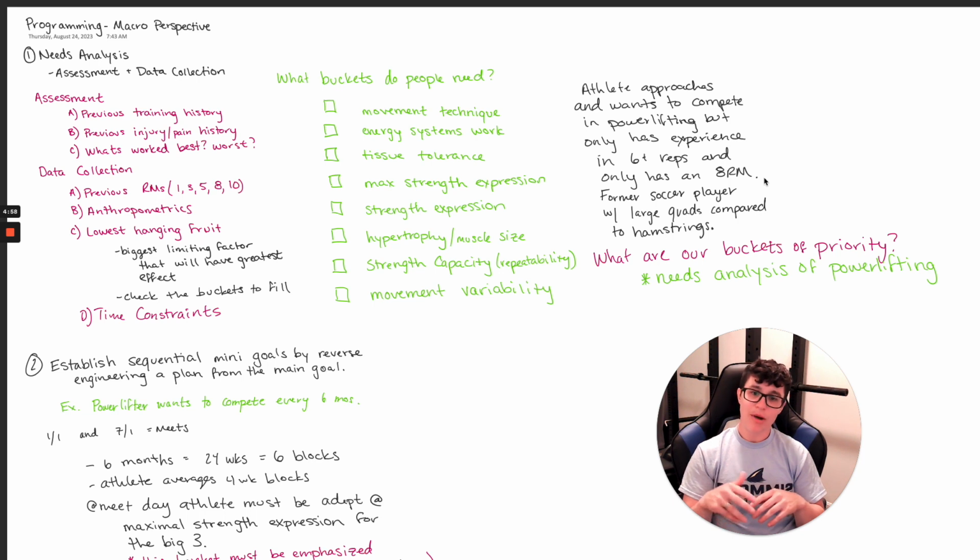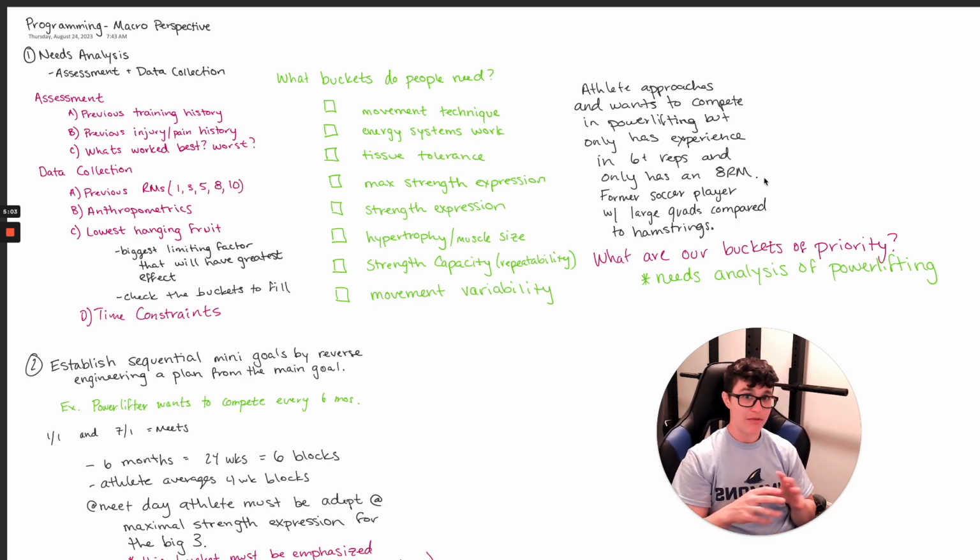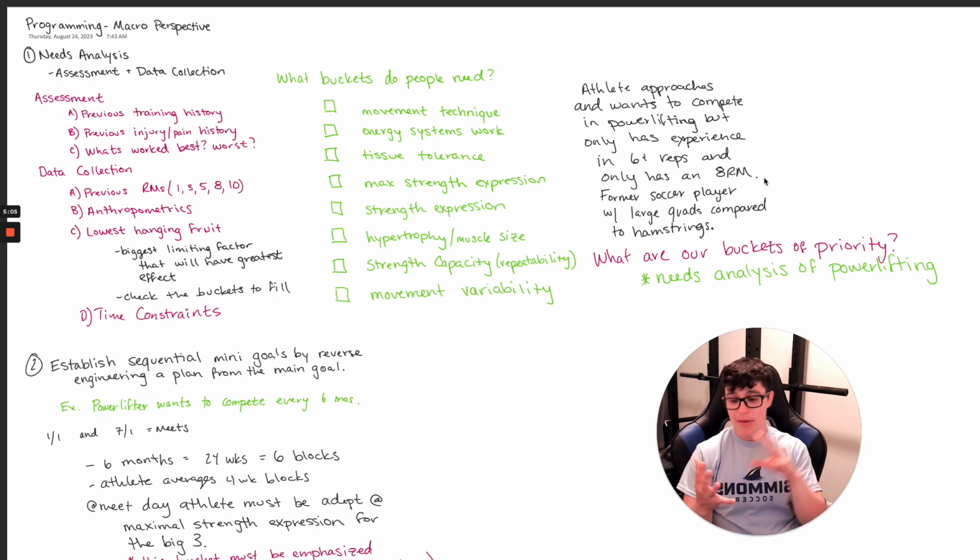And I'll talk more about this from the micro perspective on how we can alter time constraints, but from the big perspective, how many times a week are they training? How long do they want to be at the gym? What are their goals? All of these things matter. This is why we're collecting data from them and collecting data from where they need to go.